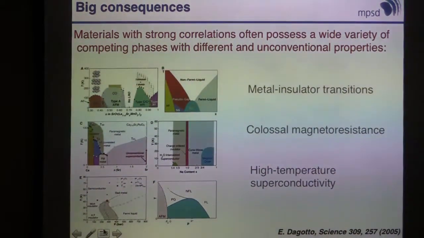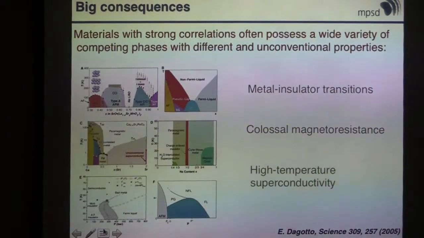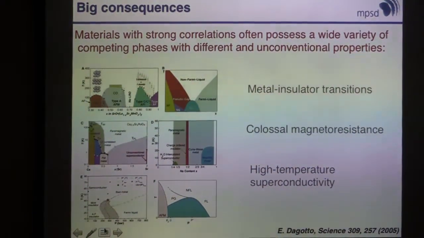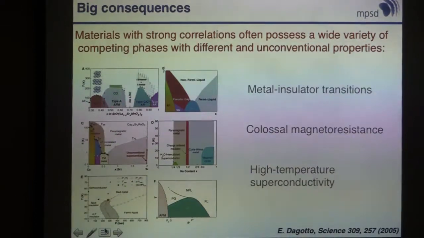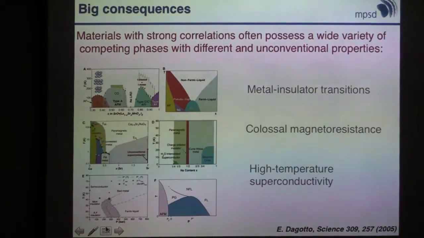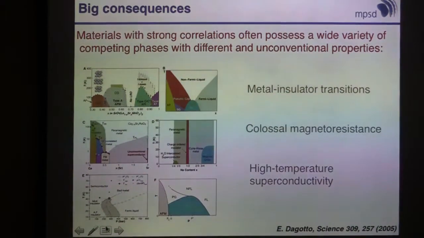In some of these materials, if you apply a magnetic field, the transport properties may change by many, many orders of magnitude, although the perturbation applied, given by a DC magnetic field, is on a very small energy scale. And then there is high temperature superconductivity, which will come later on in my talk. So these are really highly nonlinear systems that appear to be unstable against all sorts of perturbations.